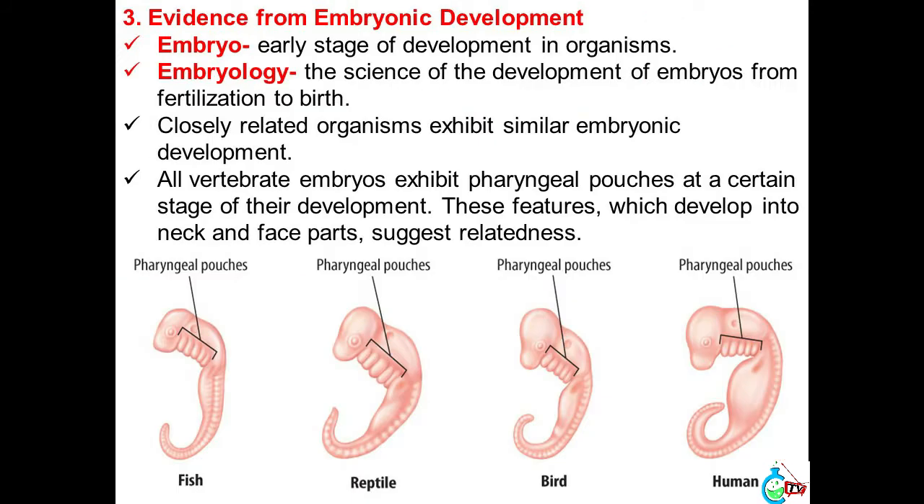3. Evidence from embryonic development. Embryo: early stage of development in organisms. Embryology: the science of the development of embryos from fertilization to birth. Closely related organisms exhibit similar embryonic development. All vertebrate embryos exhibit pharyngeal pouches at a certain stage of their development. These features, which develop into neck and face parts, suggest relatedness.